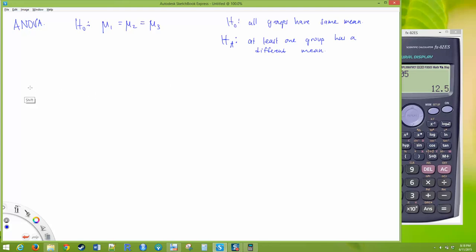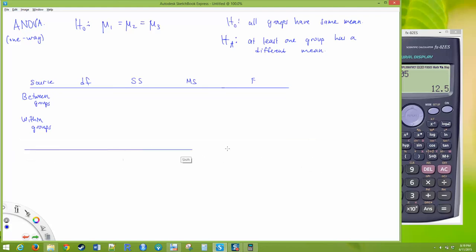You have to create the table. Source, degrees of freedom, sum of squares, mean squares, F. Okay, I should say this is one-way ANOVA. Okay, and you have between groups, and then within groups, and total. Total degrees of freedom is total number of points minus 1. Between groups is number of groups minus 1. And within groups is total number of points minus number of groups.